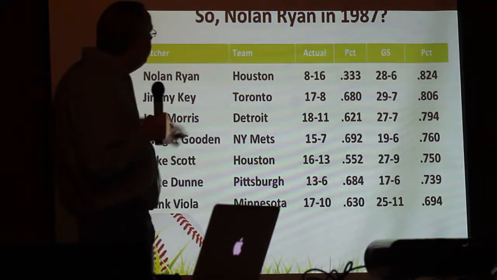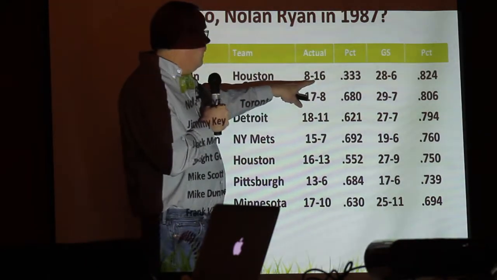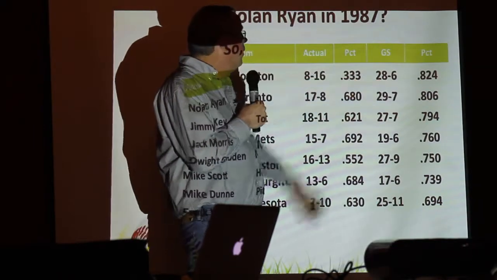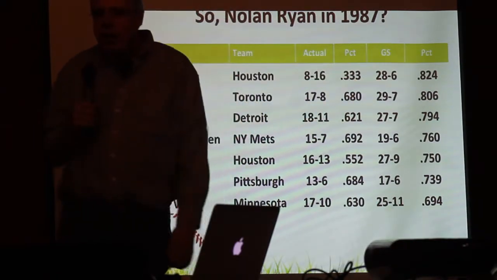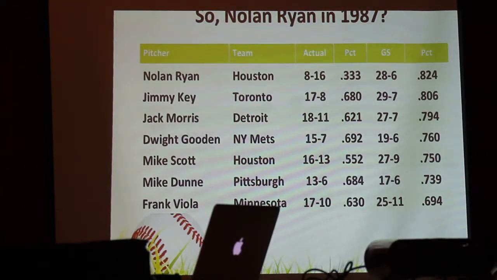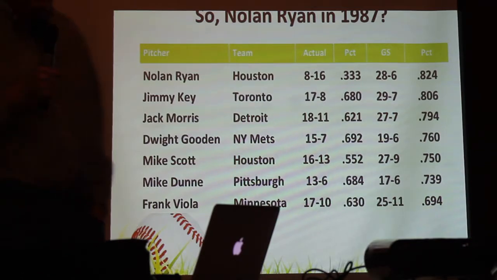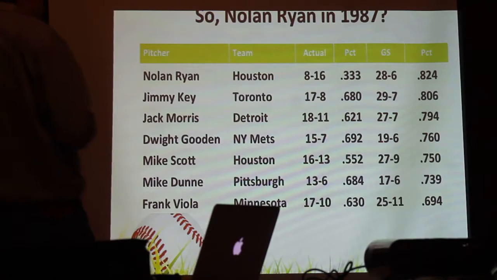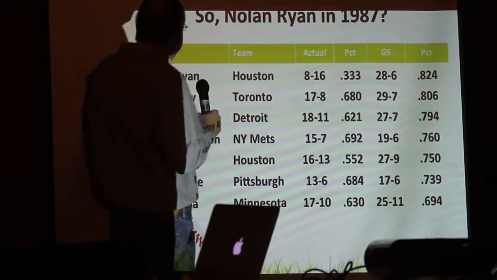Well, hey, look at that. You look at Nolan Ryan, 8-16. What kind of year was that? Well, when over 80% of his starts were effective starts, he can go ahead and look at all those people, and he can pretend that the rest of his Houston Astros teammates in 1987 were Robin Ventura, and he can go ahead and pound on them because they didn't support him.